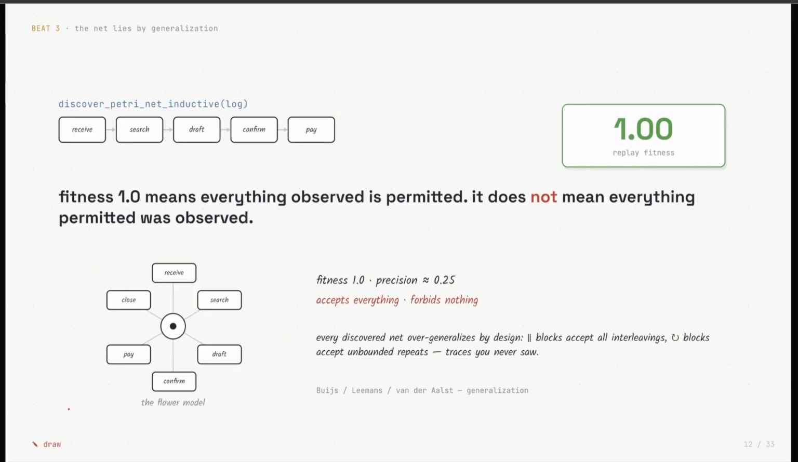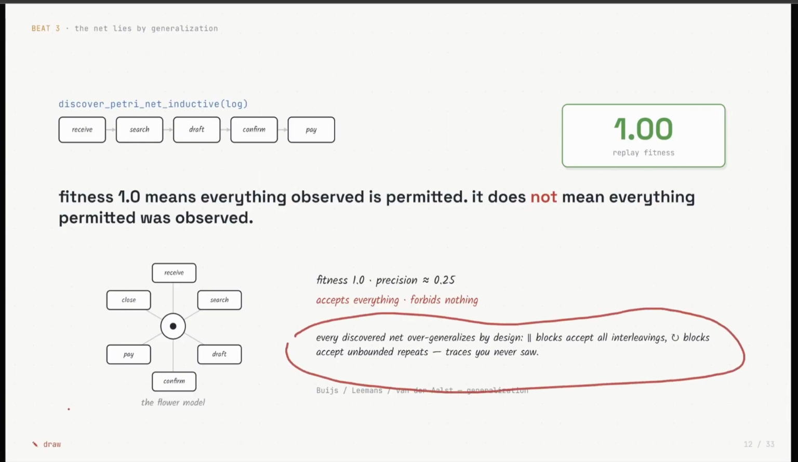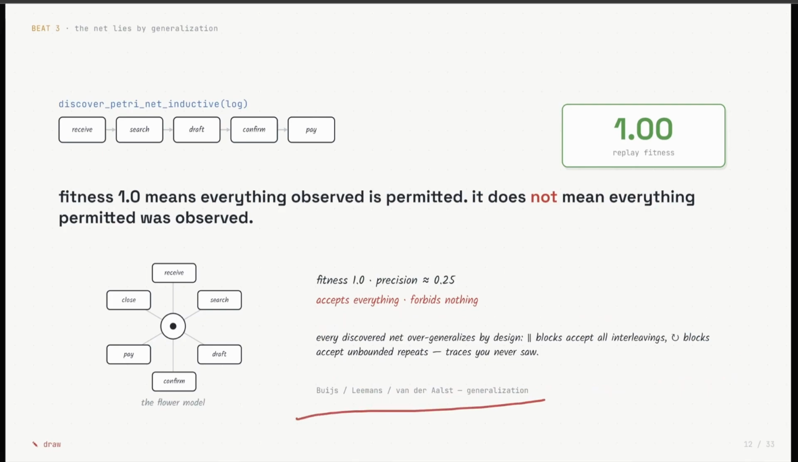One piece of information I would always want you to remember here is that every discovered net overgeneralizes by design. This was a paper from Leemans, Van der Aalst, and Buijs. I hope I'm pronouncing that correctly. What they discovered basically is that the concurrent blocks and the loop blocks always have this problem. For example, concurrent blocks accept all interleavings. The loop blocks accept unbounded repeats. And these are traces we never saw. This is the point of overgeneralizing here.